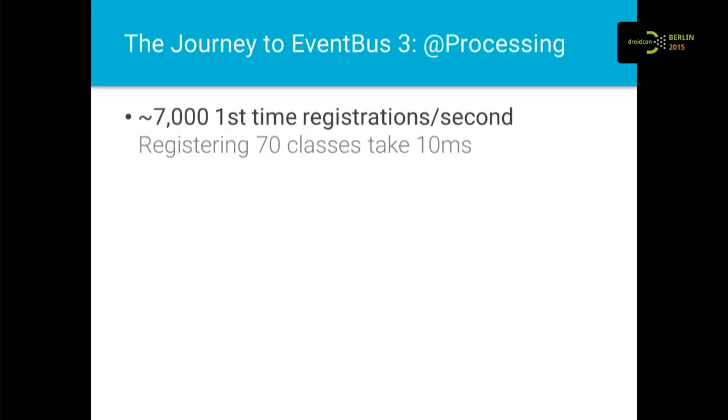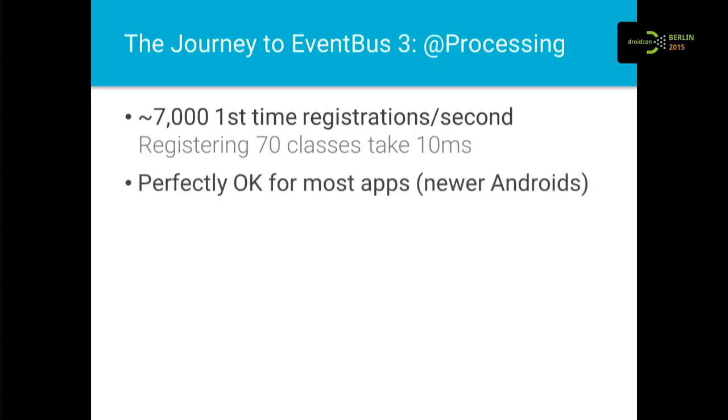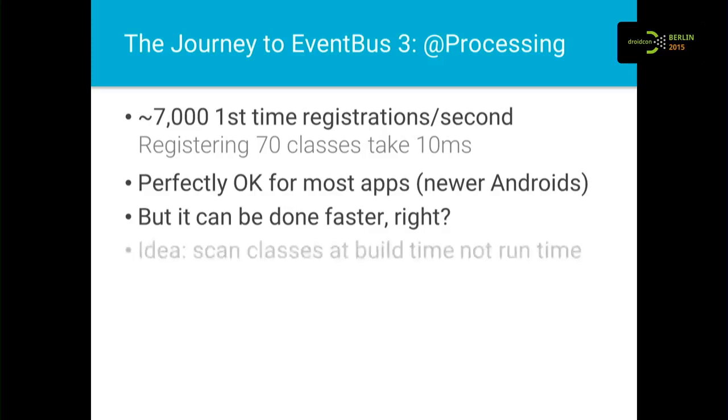So what does this mean with speed? It translates to about, if your app has like 70 classes, that takes 10 milliseconds. That's not so bad, right? Still not so bad. So this is okay for most apps. But I'm really a performance guy, so I want to do it as fast as possible.